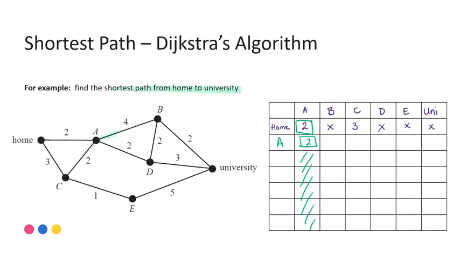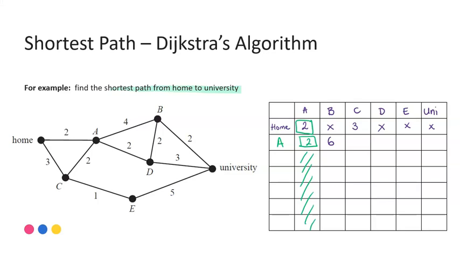So from A, I can travel to B directly with a weight of 4. Now I have to remember I've already traveled a distance of 2 to get to A. So I have to remember the value that's in the box is what I've already traveled, plus an additional 4 units to get to B. So that means the total distance from home to vertex B through A is 6 units.